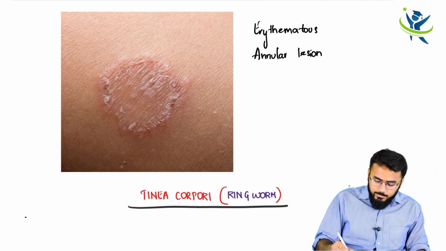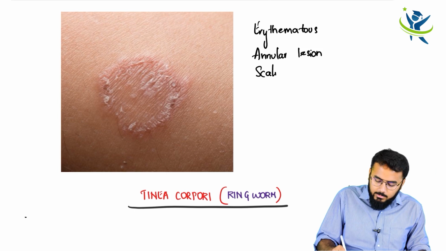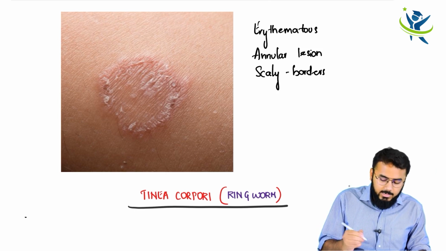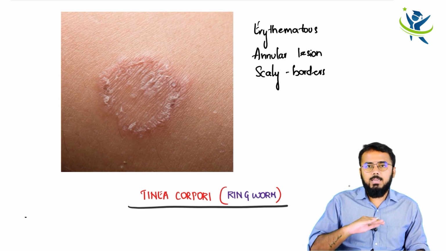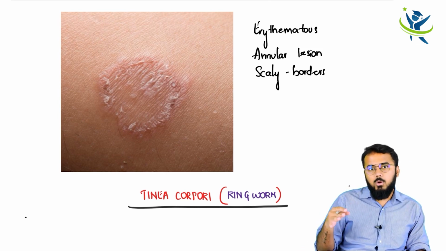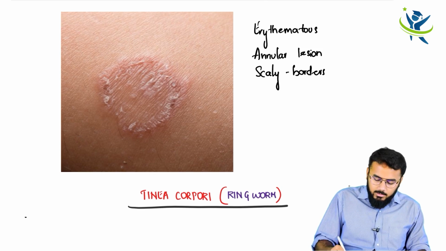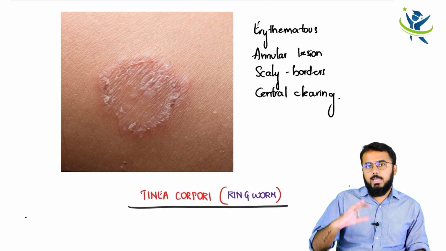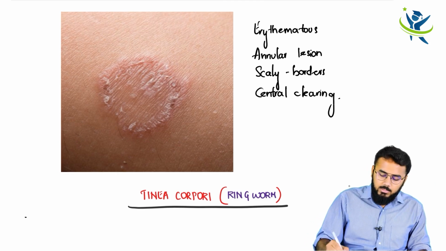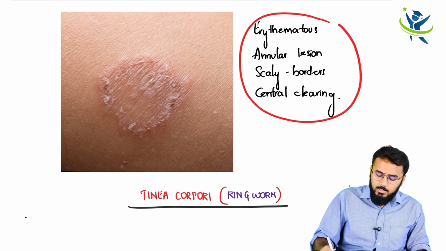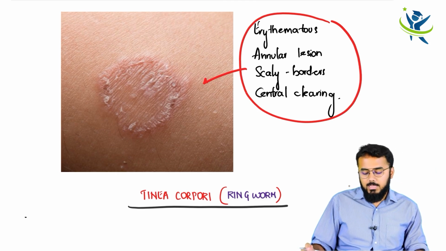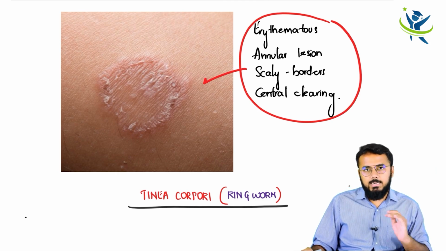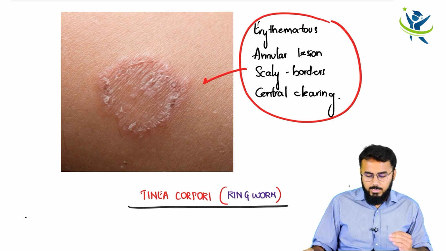Look at the border. The border is scaly, right? So it is scaly in the borders, but in the center region it is completely clear. So there is a scaly border with a central clearing. This is how you characterize or depict the rash: an erythematous annular lesion with a scaly border and a central clearing. This is called Tinea corporis.